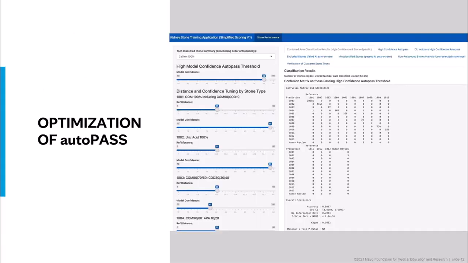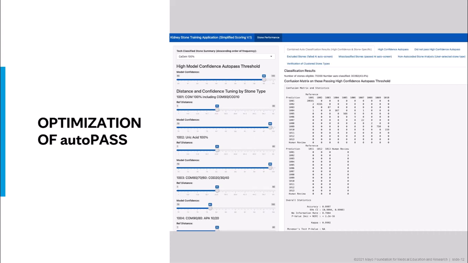So we put this together. We've trained algorithms, we retrained algorithms, we evaluate results. We get to this point now where we're trying to fine tune what stones and what level of quality we want for the auto pass. There's a couple decision points here that are beyond, say, the machine learning: which stones do we actually want as candidates?